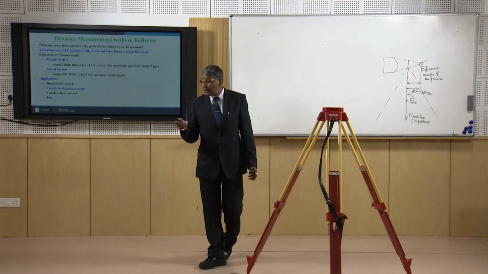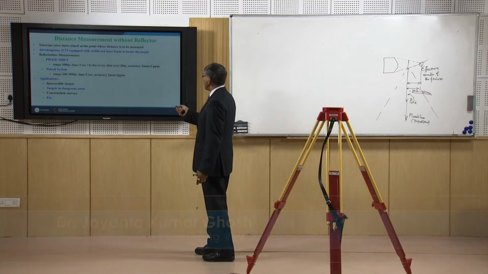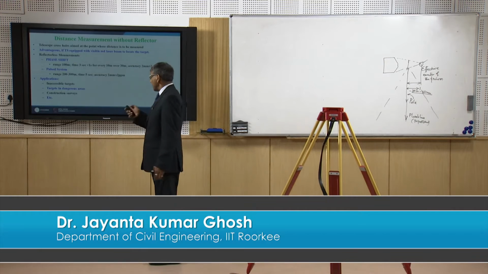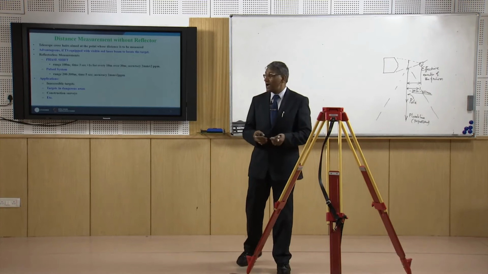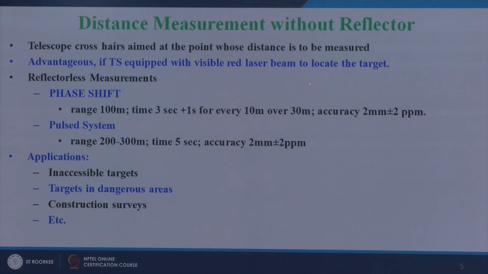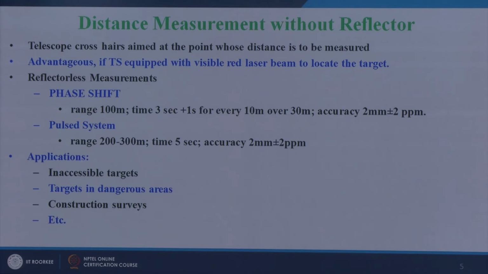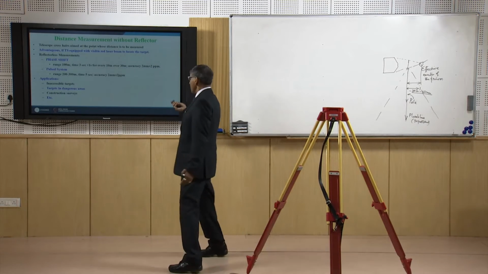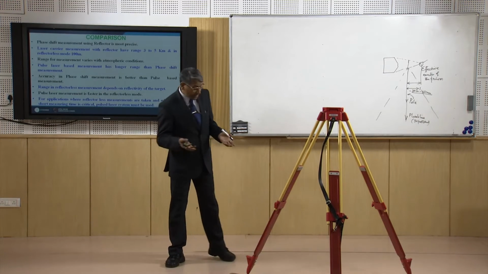But one more thing, in reflectorless measurement we make use of a visible red laser beam, that will be more helpful. So, today I will also demonstrate that we will make use of a red laser beam to locate the target. That will be very advantageous to locate the target, otherwise sometimes we may miss the exact location of the target. So, with this, I would now like to compare the methods of measurement.